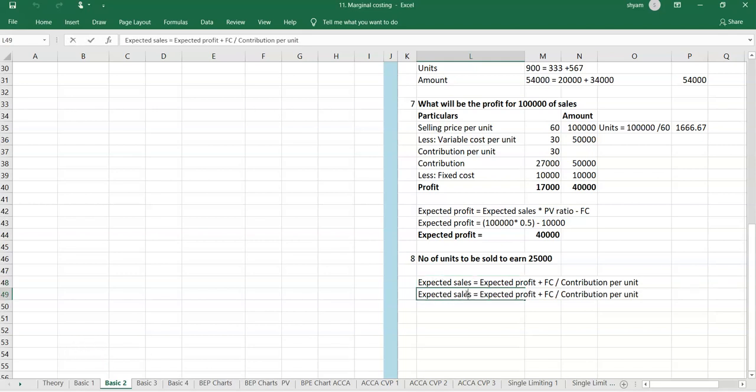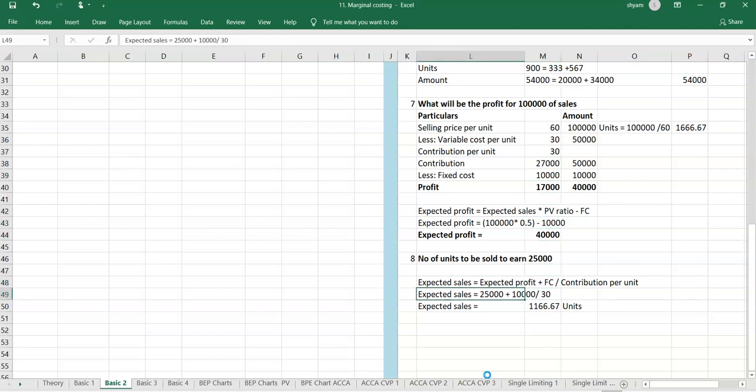So our expected profit is 25,000 and our fixed cost, which is always the same, is 10,000. Contribution per unit, we have already found out it's 30. Let's get the answer. You have to put some brackets or else it will not work. You got a number. This number represents units. So if you take 1167 and multiply in this manner, it's going to be 60 into 1167. You will get 30 into 1167, you will get contribution, deduct fixed cost, you get profit, and that profit will be 25,000.